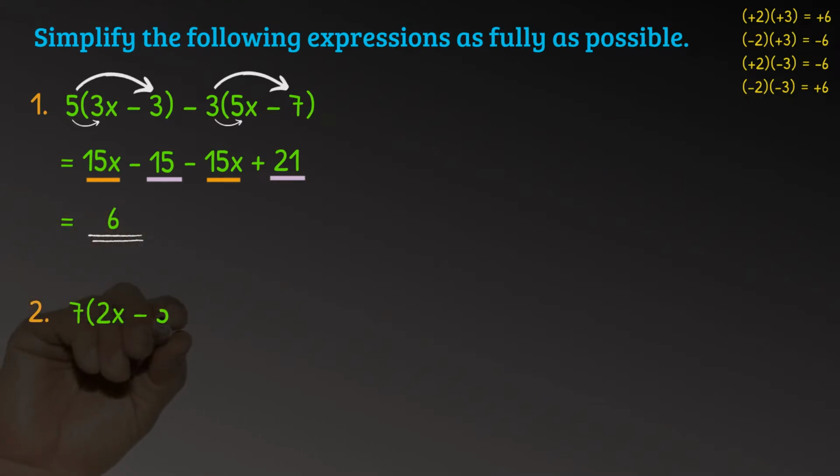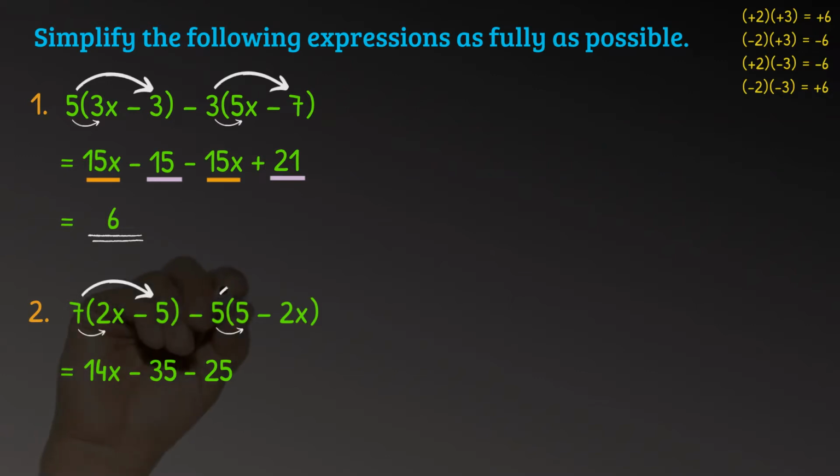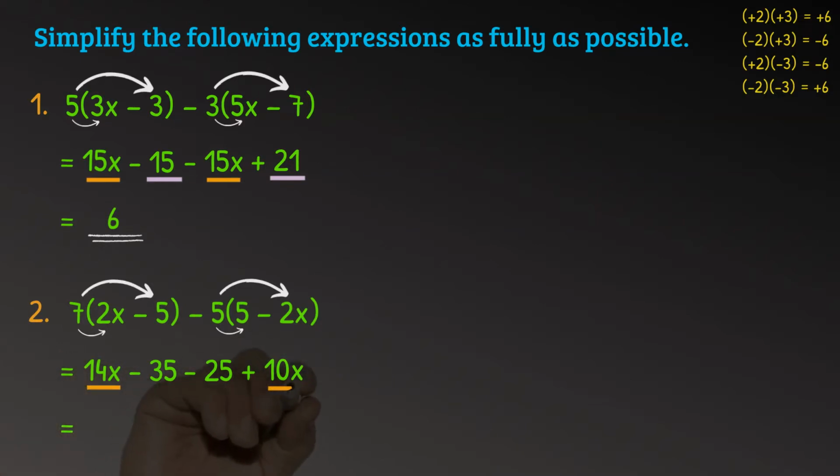The second expression is similar, so we start again by multiplying out the first bracket. So 7 times 2x is 14x, and 7 times minus 5 is minus 35. Then multiplying out the second bracket, we have minus 5 times 5, which is minus 25, and minus 5 times minus 2x, which gives us plus 10x. Next, we want to add the similar terms together, so we add 14x and 10x, so the first term in our solution is 24x. Then we want to add the constants together, so we add minus 35 and minus 25, and we get minus 60. So our final answer is 24x minus 60.